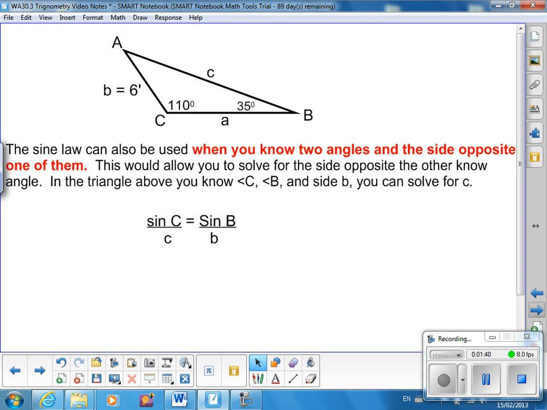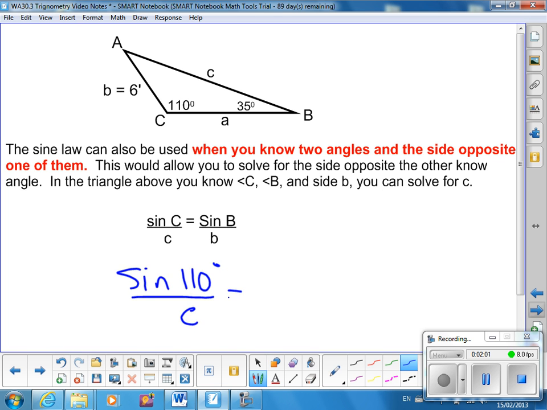The sine law can also be used when you know two angles and the side opposite one of them. This will allow you to solve for the side opposite the other known angle. In the triangle above, you know angle C, angle B, and side b, and you're going to solve for c. So we know sine 110. We don't know side c, but we know the sine of B, which is 35 degrees, and we know side b. So the only unknown in this one is side c.